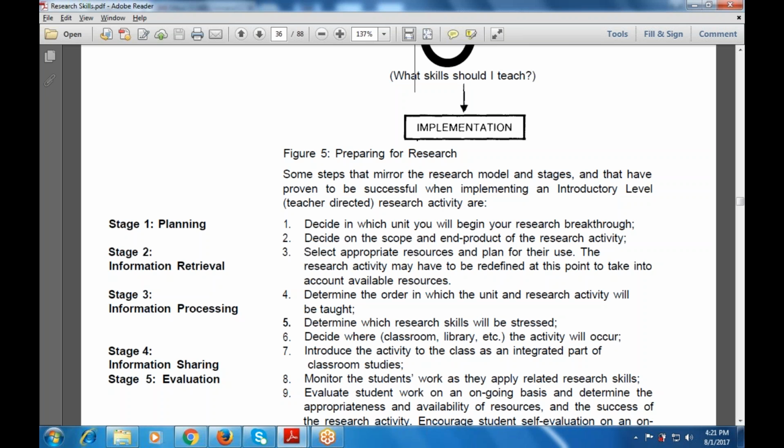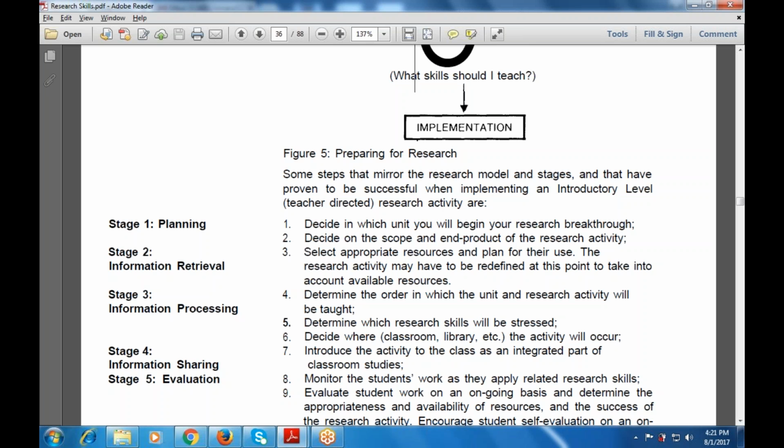Then determine the order in which the unit and the research activity will be taught. What research skills will be stressed. Where the activity will happen. Where means the place. Introduce the activity to the class as an integrated part of the classroom studies. Then monitor the students' work as they apply related research skills.